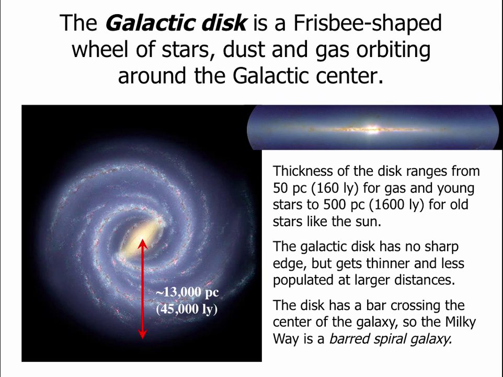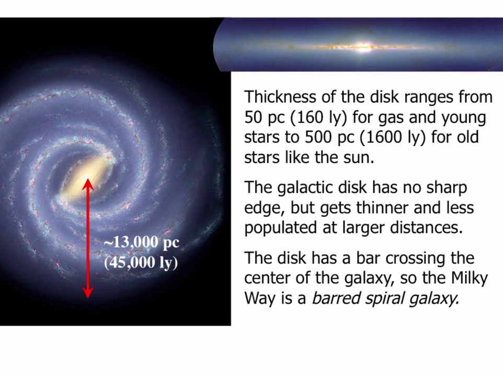The disk is this frisbee shape or pancake shape wheel of stars that orbits around the galactic center. And the thickness of this disk, it's relatively skinny. I mean, for stars like the sun, it's 1,600 light years thick, which sounds pretty thick, but remember we are 26,000 light years away. So it is really very flat, like a pancake. Now there's no sharp edge to the disk. It sort of peters out at its outer region.